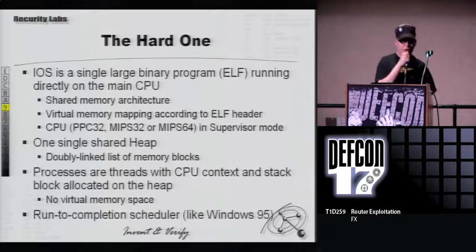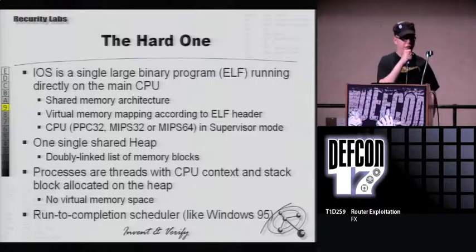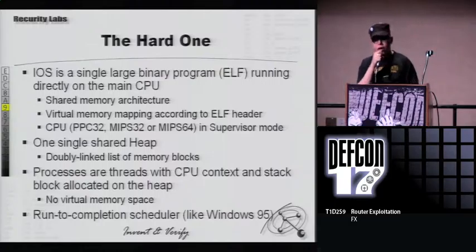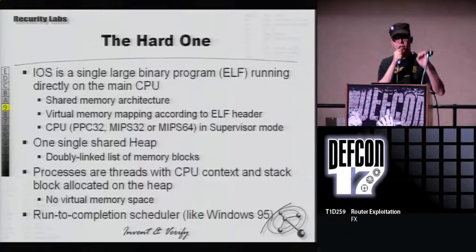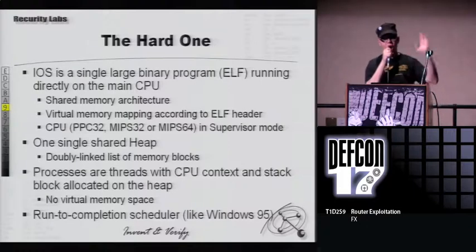As I said, it's a single large binary shared memory architecture, so everything can write anywhere in memory. There's virtual memory mapping according to the ELF header, so you only have a data section and a text section and stuff. And it's for PowerPC and MIPS. It has one single shared heap. So the whole thing shares one heap. What can possibly go wrong?